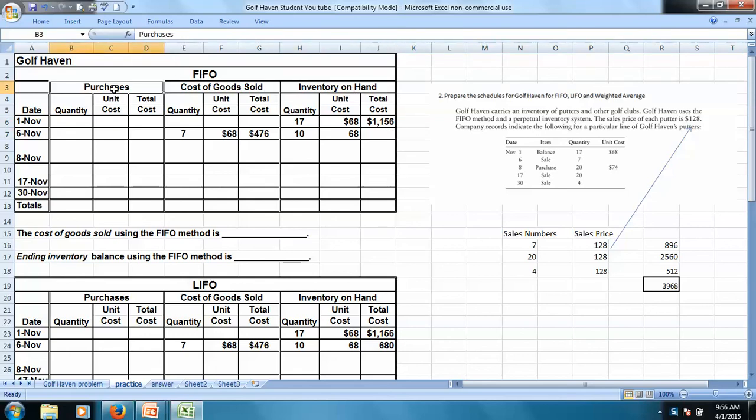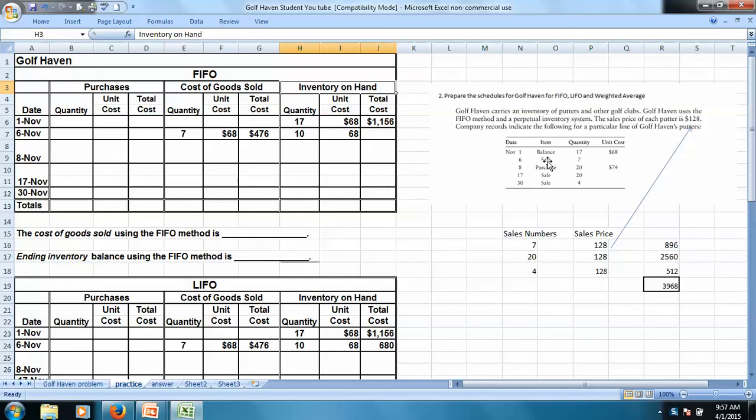We also can look at these other categories. We have columns to record any purchases we've made. We have a column in which we will list the cost of the goods we sold, the products we sold, and the cost to us, not what we sold them for, but the cost to us. And we'll keep track of how much inventory we have left in the store. So on November 1st, from the previous period, we have 17 putters that cost us $68 a piece and a total value sitting in inventory of $1,156.